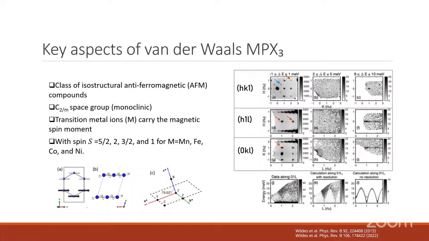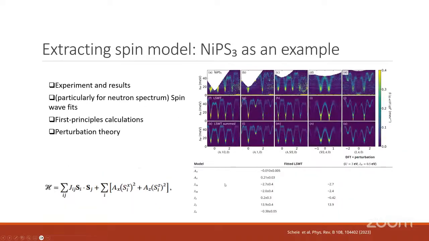So when we model this system, we need to consider what spin momentum each transition metal atom might have. For example, manganese, iron, cobalt, and nickel have spin momentum from spin 5/2 to spin 1. So I will take the nickel MPX₃ material as an example to discuss more details about how to model this spin model for understanding the magnetic behaviors of the system.